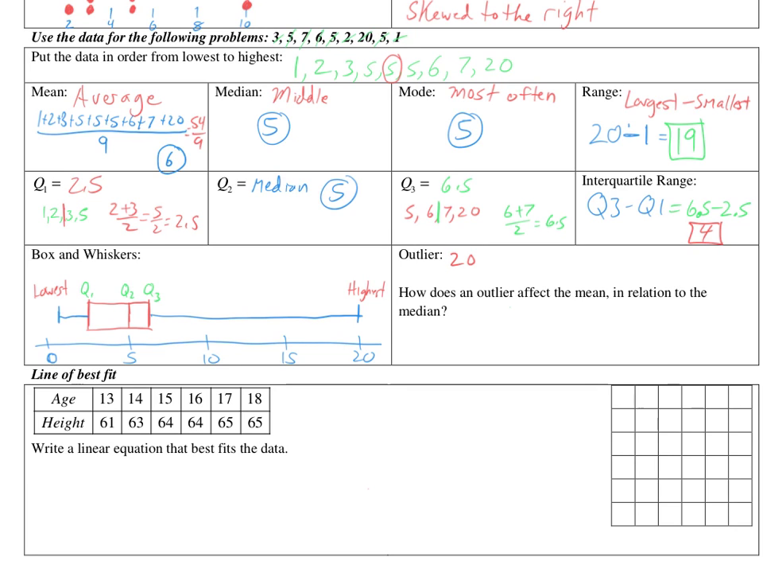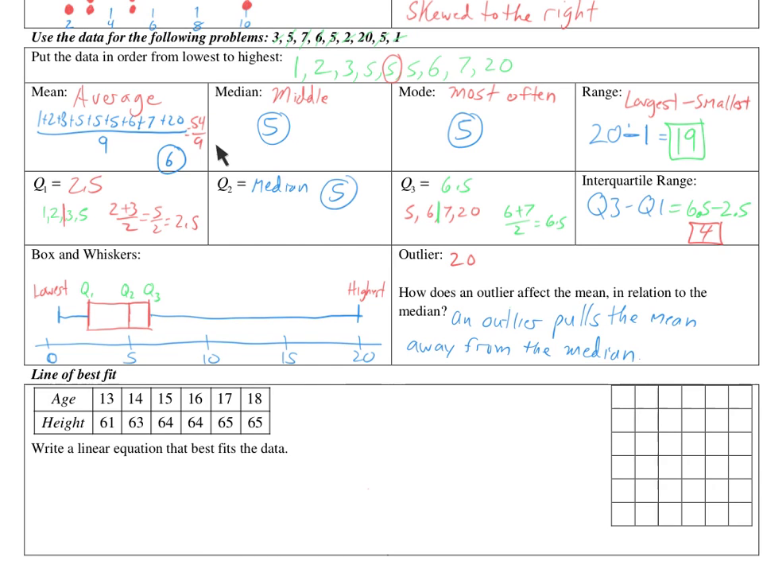What an outlier does is it pulls it away from the median. An outlier pulls it away from the median. So an outlier pulls the mean away from the median.